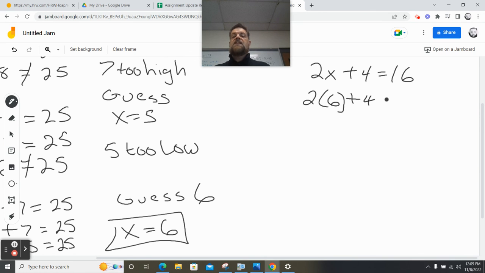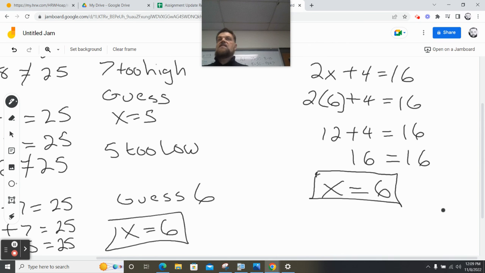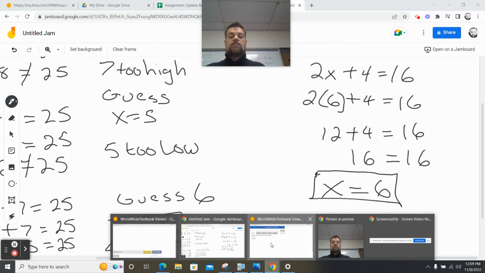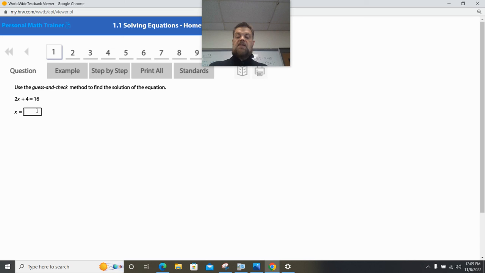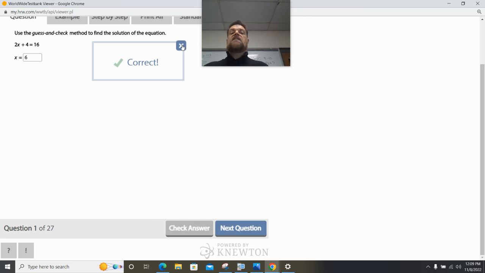So 2 times 6 plus 4, and I could tell the wheels were spinning. You were like trying to figure it out in your head. 2 times 6 is 12. 12 plus 4. Does that equal 16? Yeah. I got 16 equals 16. So what's the solution? X equals 6. Now, it's just a coincidence that they both equal 6, but that's the process. Okay, does that make sense? So now what I'm going to do is I'm going to come in here, and because I did all the math in my notebook, I just say x equals 6, check the answer, and now I'm right. Move on to the next question.